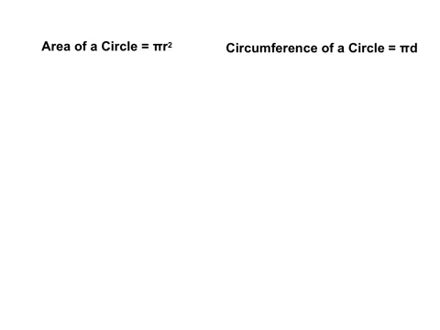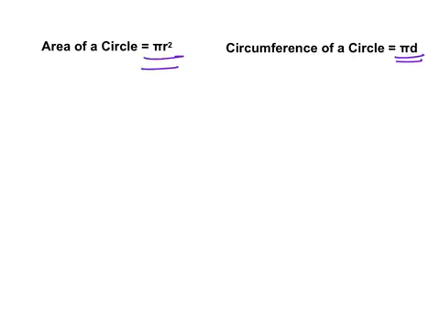All right, so here are two formulas that we want to make sure we know. Area of a circle is pi r squared, where you use the radius, square it, multiply it by pi. The circumference of a circle is pi times d, so the diameter.